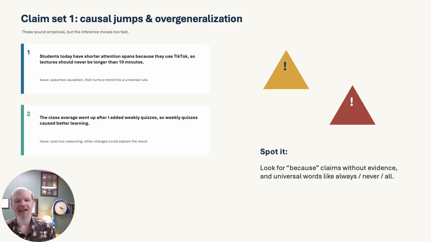Here's another good one. The class average went up after I added weekly quizzes, so weekly quizzes caused better learning. Again, this is correlation confusing causation. Yeah, you made a change, but was that the only change that you made? Were there other things that you don't have documented here? And it's also post hoc reasoning.